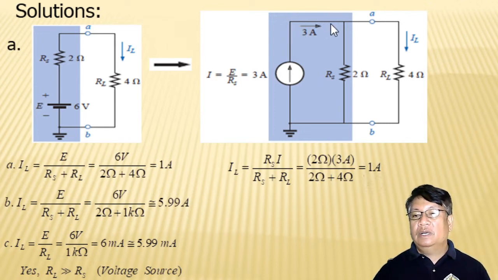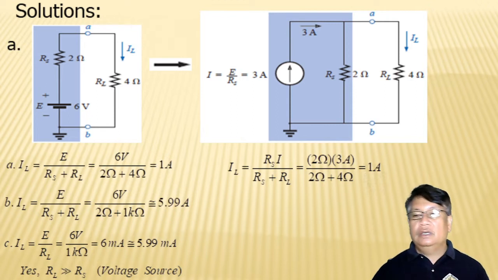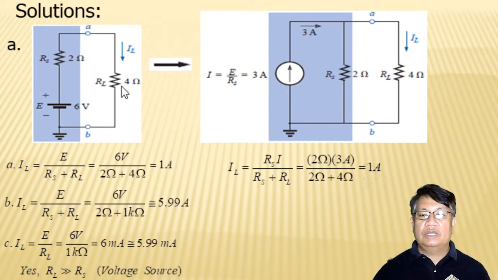So it will become the total current of this resistor connected in parallel, the R sub S and the load current of R sub L. To solve using the original circuit, the I sub L, this current here, is equal to the source voltage divided by the sum of these two resistances, the internal resistance of the source and the load resistance R sub L. That is equal to 1 ampere.